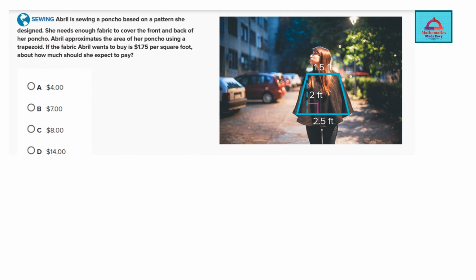Word problem. April is sewing a poncho based on a pattern she designed. As you see, her poncho is in the shape of a trapezoid. Now she wants to find the area of her poncho, and the fabric she wants to buy costs this much per square foot. How much money should she pay? So let's first find the area of the trapezoid, because once you get the area, finding the cost will not be difficult.